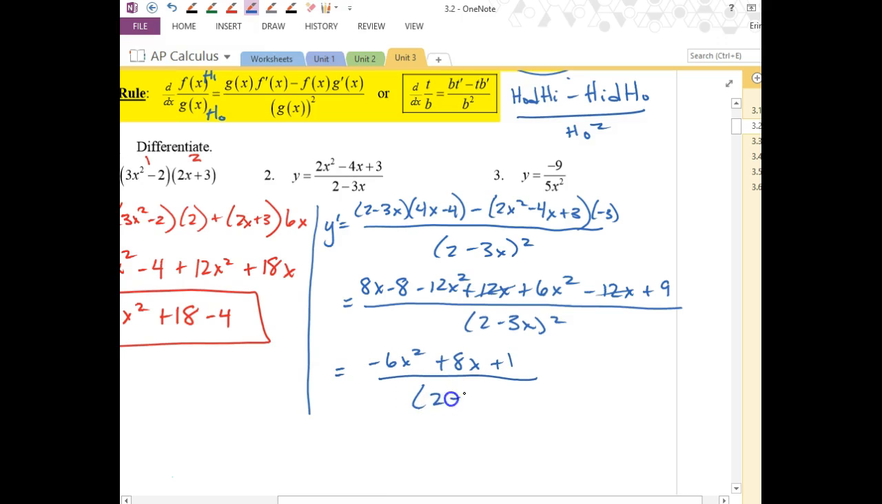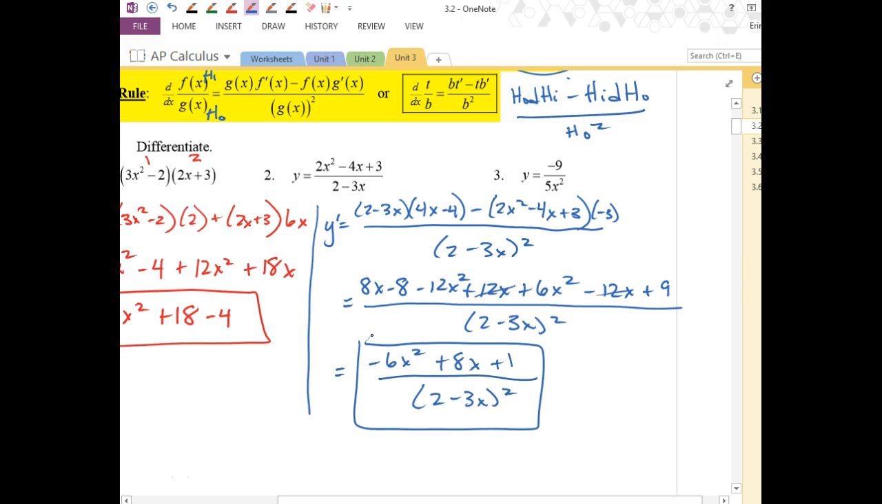Okay, so most of the time I'm going to be done at this point. I do want to see if I can possibly factor the top because it could cancel with the bottom. Does that look factorable on top? No way. Okay, so we're going to call that quits at that point.